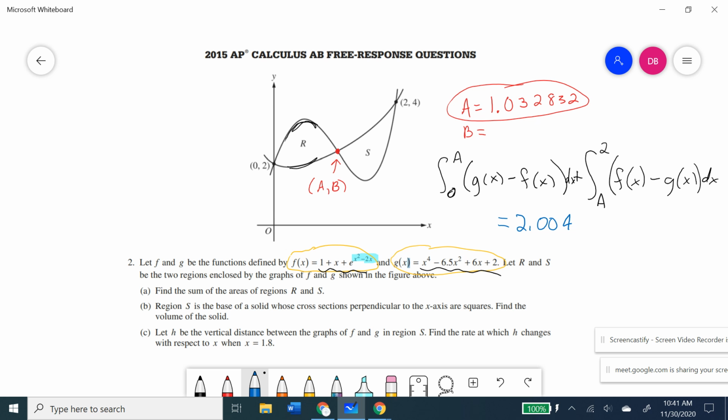You're done. Letter B. Region S is the base of a solid. So make sure to emphasize to yourself who you're currently working with. I've seen people accidentally use another region as they're in the throes of the stress of testing.